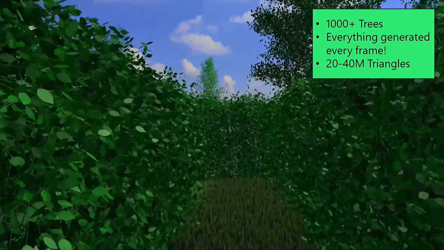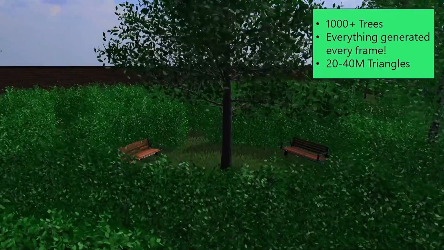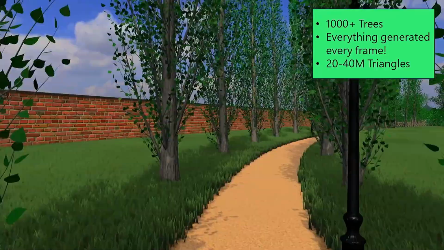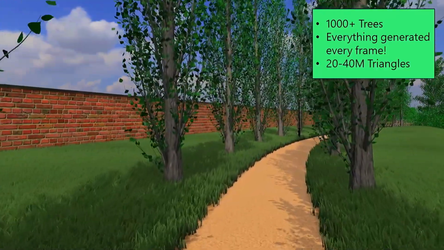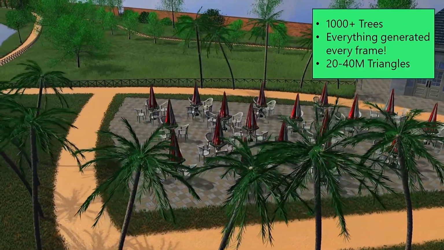And you can see some nice examples of this. For example, we have our hedge maze here. This one has over 400 trees condensed in a very small area. And it's still running just fine, even on medium tier hardware.